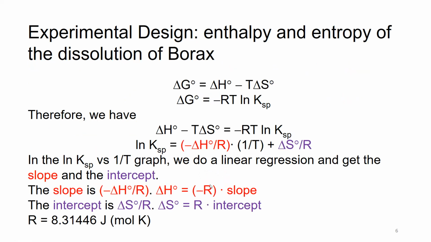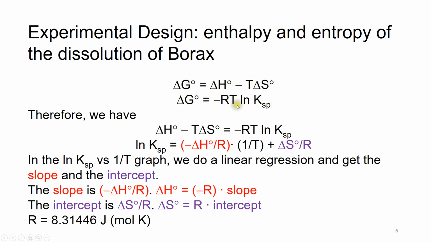Now if we know the value of Ksp at various temperatures, how do we determine the enthalpy and entropy of the dissolution of borax? First, we can write out 2 equations for the standard Gibbs energy of the dissolution of borax. The first equation is delta G is equal to delta H minus T delta S. This superscript naught denotes the standard state. So we have this equation at temperature T. We have another equation also at temperature T.